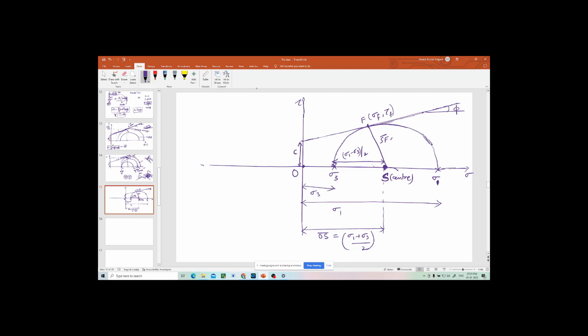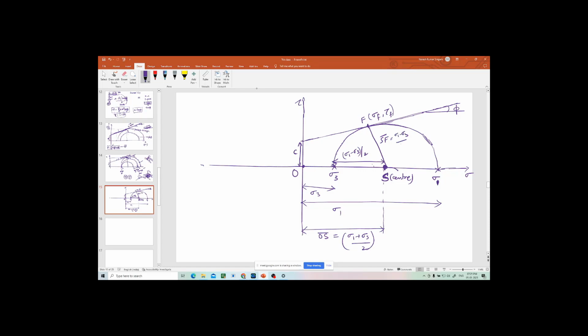What is the value of SF? Root of ((sigma 1 minus sigma 3) by 2) square plus tau square. Why? Sir, sigma 1 minus sigma 3 by 2.